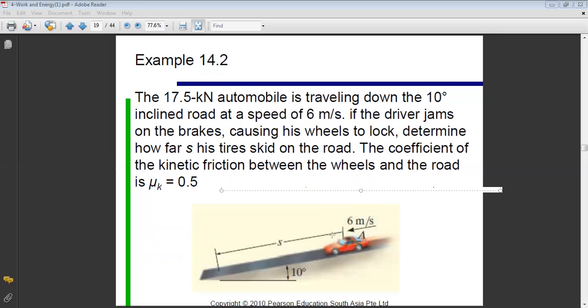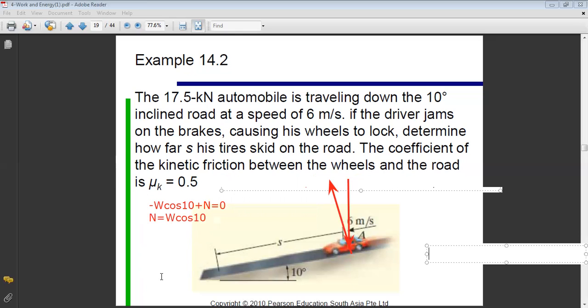This is the y-axis I am considering, perpendicular to the incline. This is the weight. The angle between them is 10 degrees. So when I project on this direction, I get minus W cosine 10 plus N equals 0. So I use that N is equal to W cosine 10. Now I know the value of N, so I express the work of friction as a function of s. And finally, I have the work of the weight.